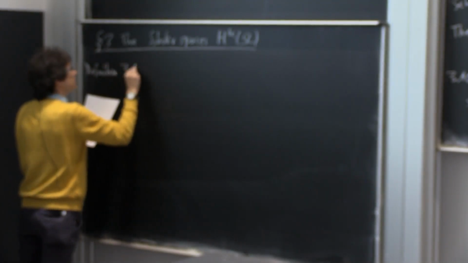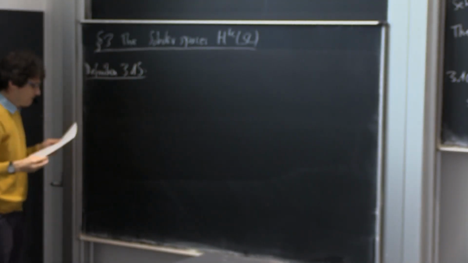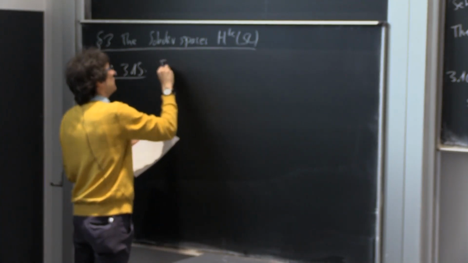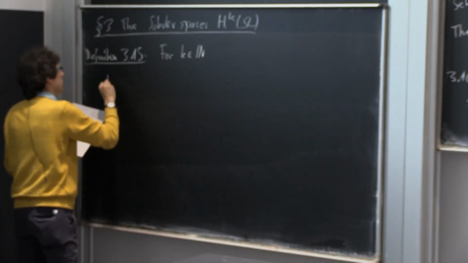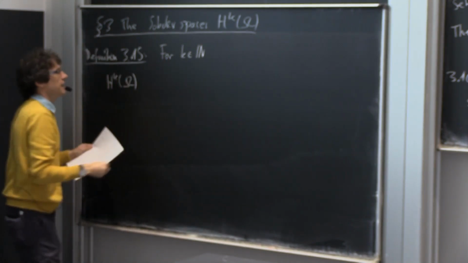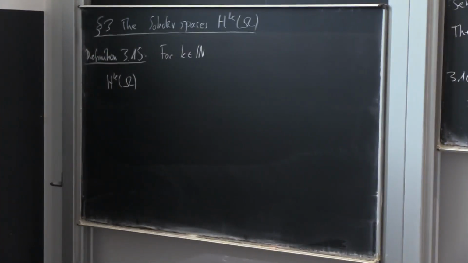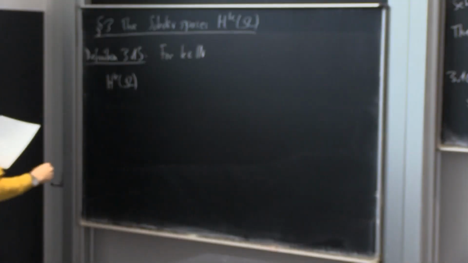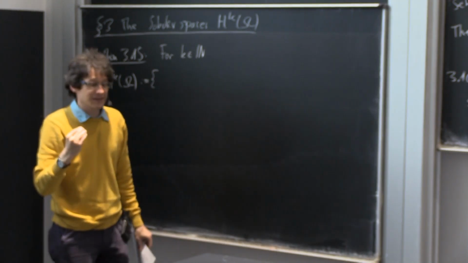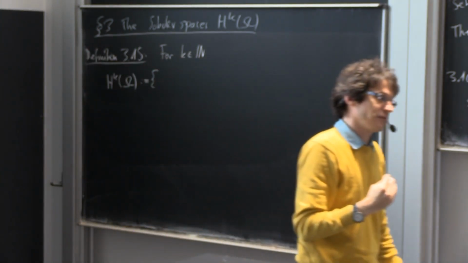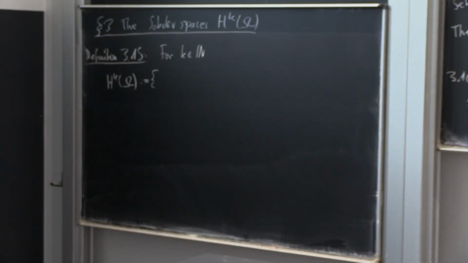And so here's the exact definition. Take some integer k in the naturals, and omega is still an open subset of Rn. The set Ck is the set of continuous functions whose derivatives up to order k are also continuous. And we mimic this now. We take the set of all L2 functions whose weak derivatives up to order k are all L2.